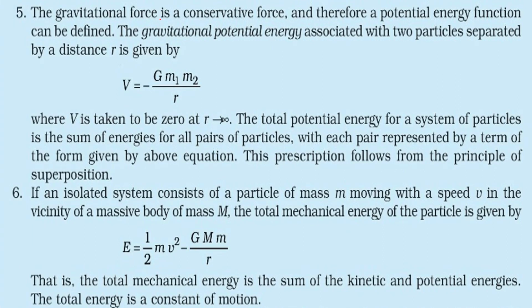The gravitational force is a conservative force. That is why the potential energy function can be defined. The gravitational potential energy is associated with 2 particles m1 and m2, which are separated by r distance, given by this relation. We represent it by V = −G m1 m2 / r. V is taken to be 0 when r reaches infinity. If it is infinity, this is going to be 0.